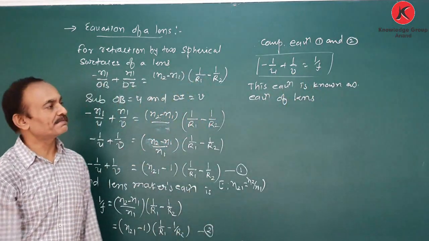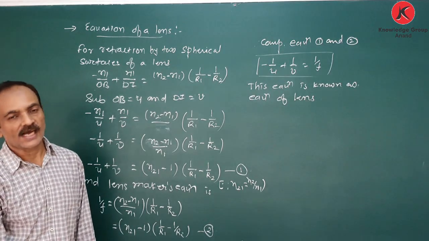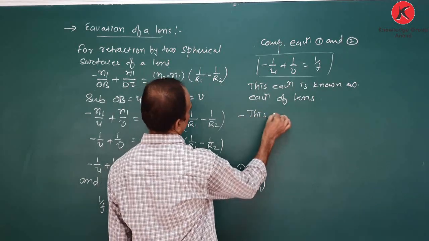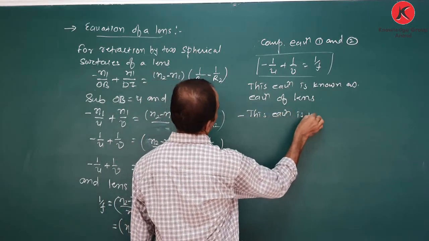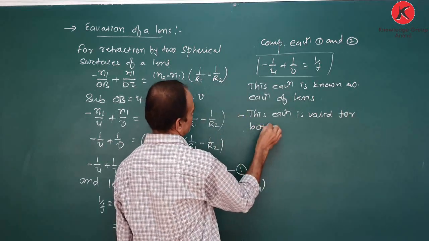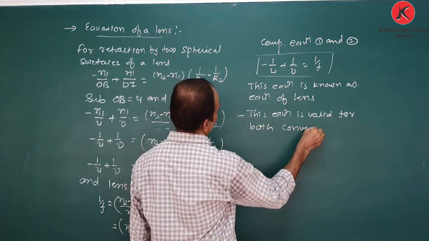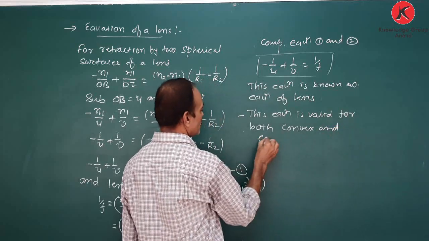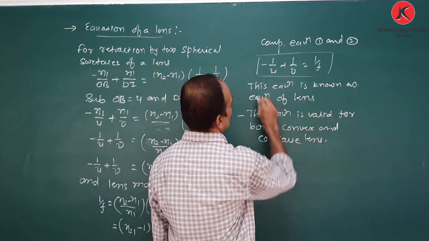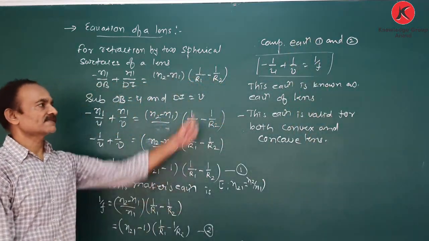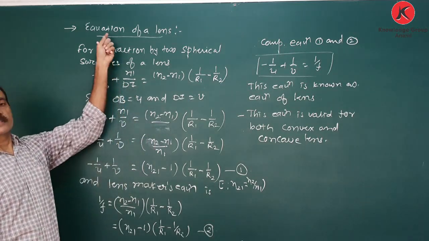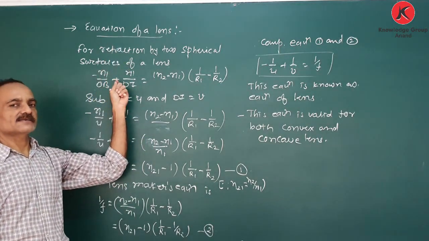This equation is valid for both types of lens, either convex or concave. This equation is valid for both convex and concave lens. So there is the equation of the lens after the lens maker's equation. We can obtain the equation of the lens by extending this derivation.